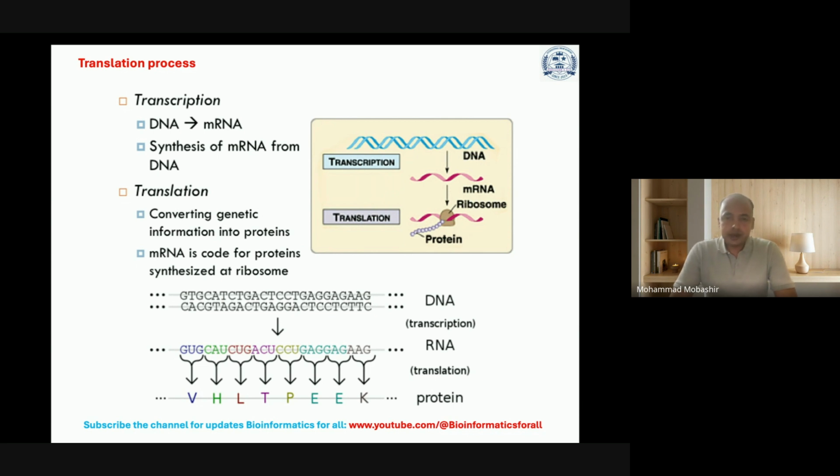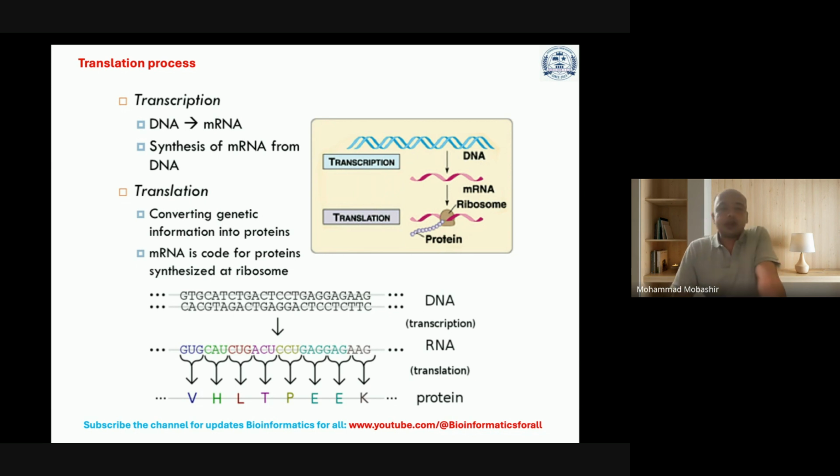Hi, today I'm going to discuss the translational process, which is the last part of central dogma. Earlier, I have discussed replication, transcription, and now this is translation.